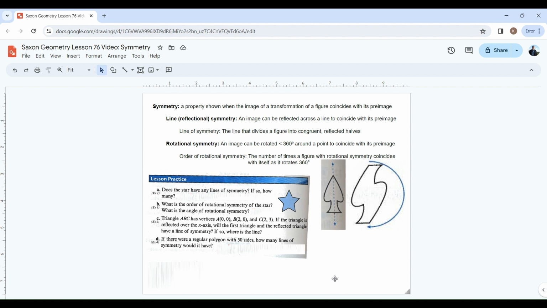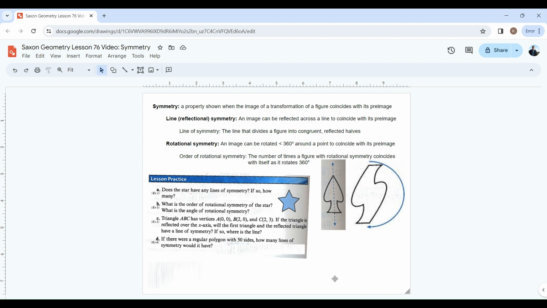So, symmetry is a property shown when the image of a transformation, now remember, transformations have pre-images, the image you have before, and then the image is after the transformation, coincides with its pre-image. In other words, we're going to do something to the figure, and whatever we do to it is going to make it return to its original pre-image shape and position. That's symmetry. There are two types of symmetry.